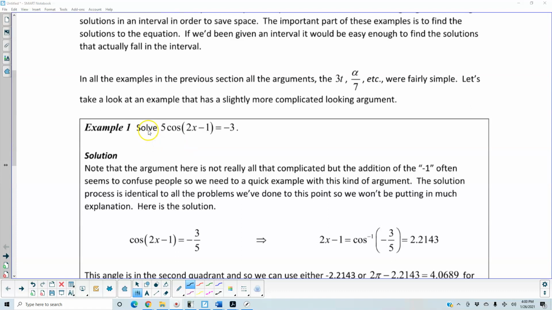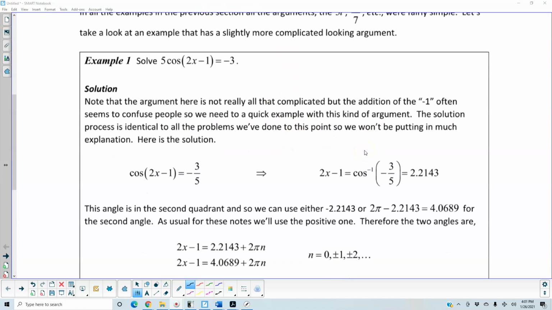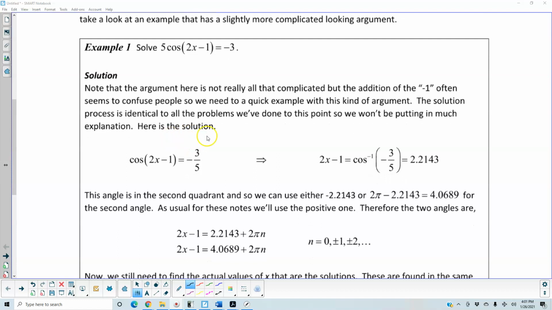Example 1, we're going to solve 5 times the cosine of 2x minus 1, which is equal to negative 3. Note that the argument here is not really all that complicated, but the addition of the minus 1 often seems to confuse people, so we need to do a quick example with this kind of argument. The solution process is identical to all the problems we've done to this point, so we won't be putting in much explanation. Now, here is the solution.